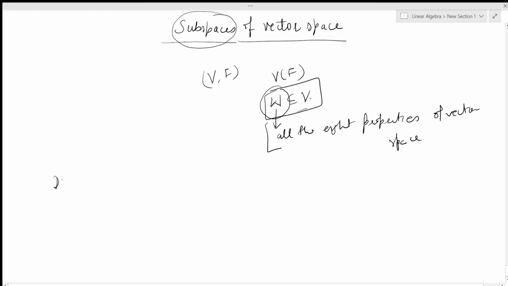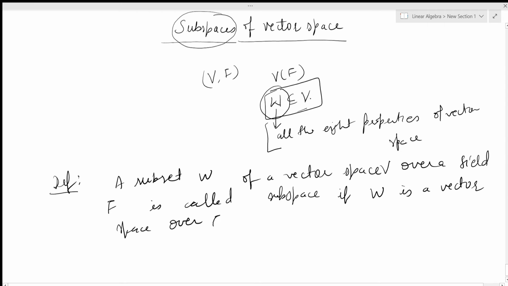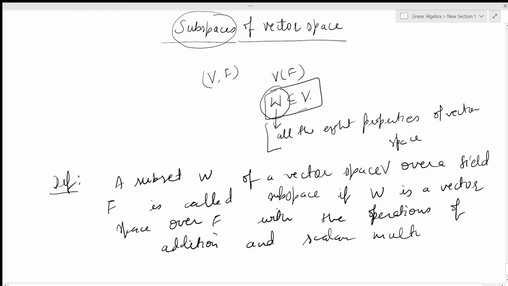So just write down the definition first. A subset W of a vector space V over some field like F is called a subspace if W is a vector space over F with the operations of addition and scalar multiplication, those defined on V. Only those operations which are defined on V.